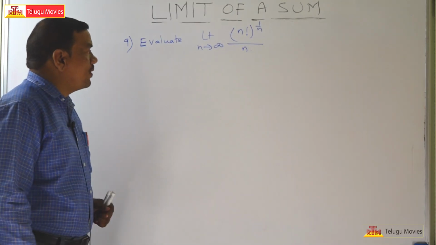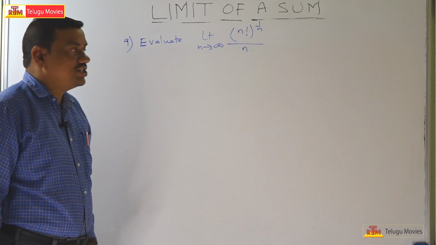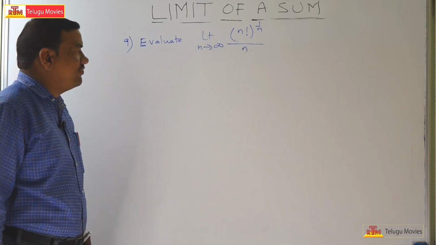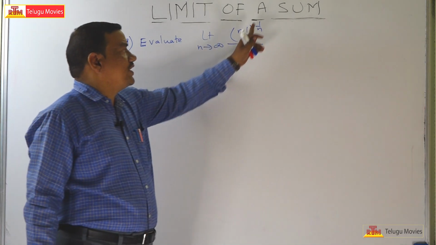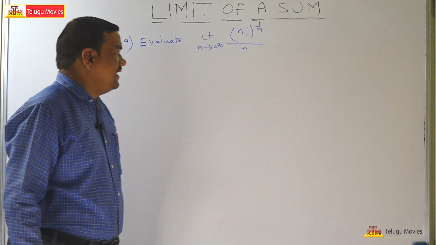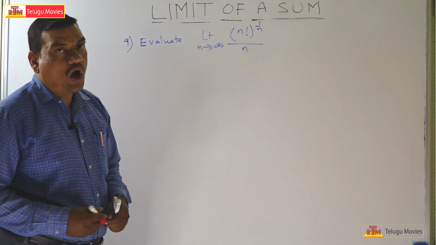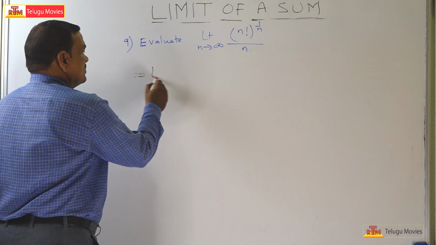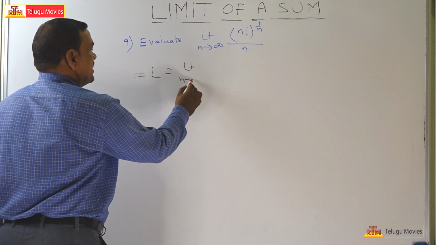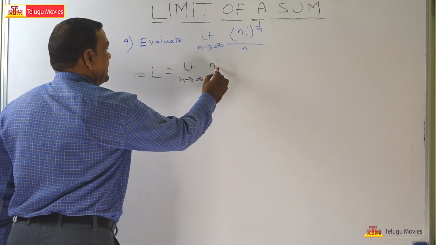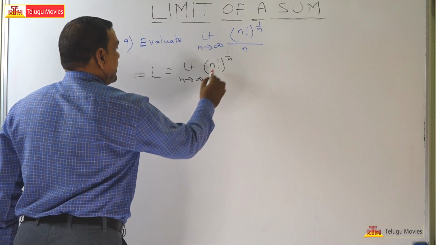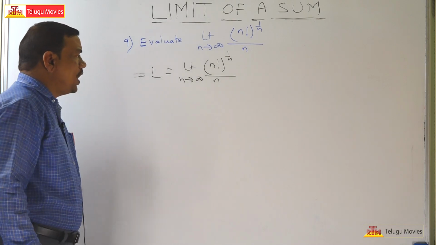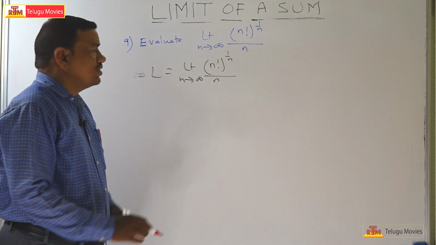Welcome back to this problem. This is one of the very nice, interesting problems. Limit n tends to infinity, (n factorial) whole to the power of 1 by n, upon n. Then how to do this problem? So let this be L. This problem is limit n tends to infinity (n factorial) whole power 1 by n, upon n. Then how to do this problem? So let us expand this.